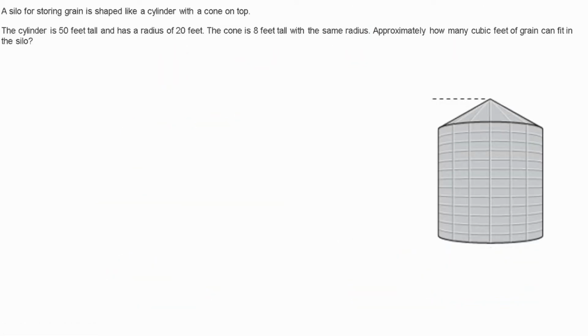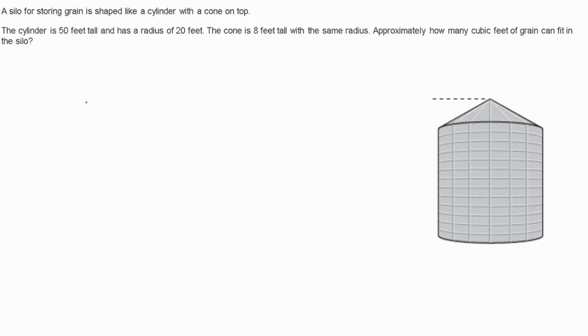So next up, it says that we have a silo for storing grain. So kind of like the grain we had earlier. But now this one has a cap. We have a cylinder with a cone on the top of it. The cylinder is 500 feet tall and has a radius of 200 feet. The cone is 8 feet tall with the same radius. Approximately how many cubic feet of grain can we fit in the silo?